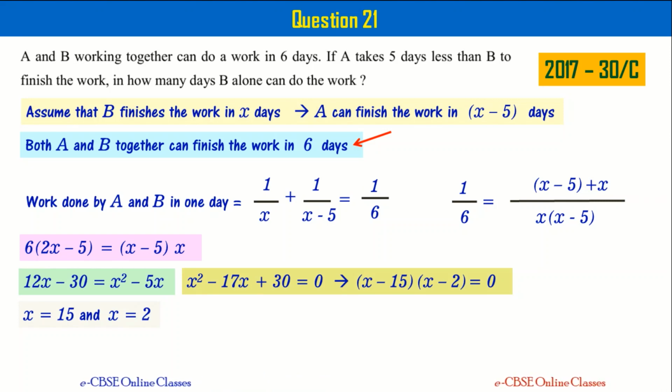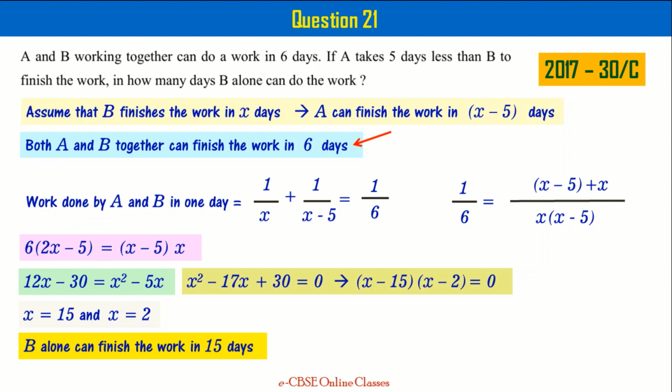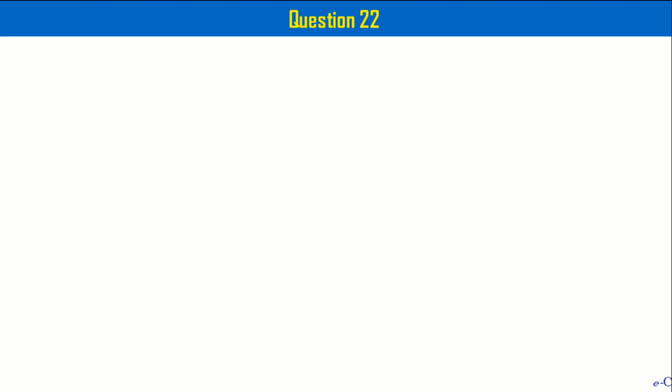So x equal to 2 is not a right option for this particular case. So x is 15 is the answer. It means B alone can finish the work in 15 days. Let's go to the next question. That is question number 22.